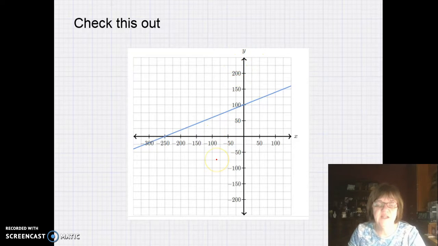Now, that's the first thing. The second thing I want to know is, what is the x-intercept? I'm just going to write it like this.